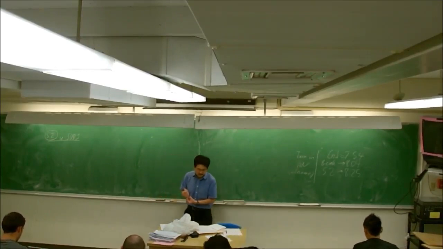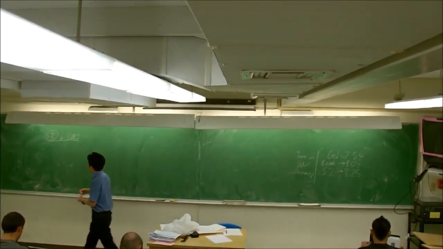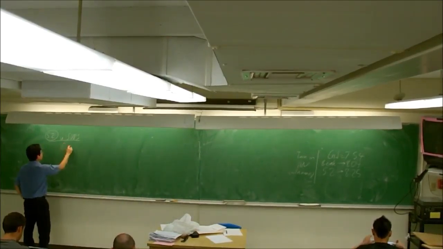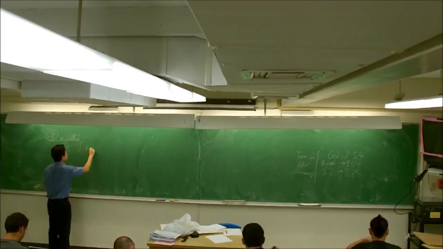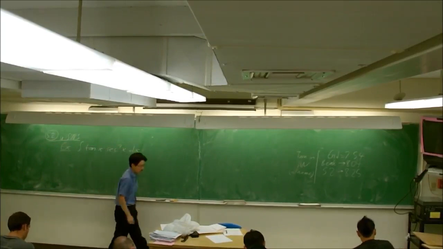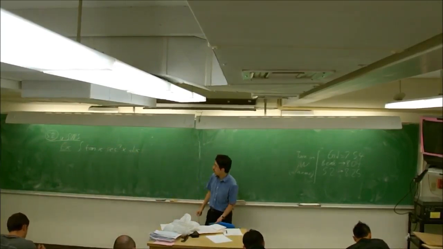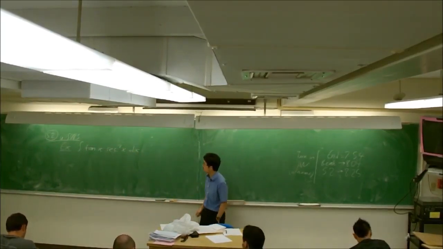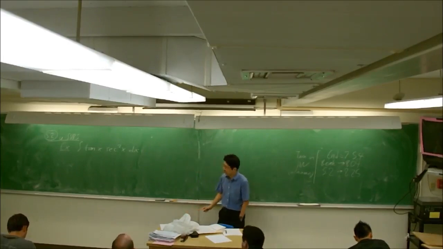Differentiation. So it basically reverses the chain rule. Here's a good example: the integral of tangent x secant squared x dx. You couldn't do this before, but now you can. Tangent x secant squared x, integrating that.